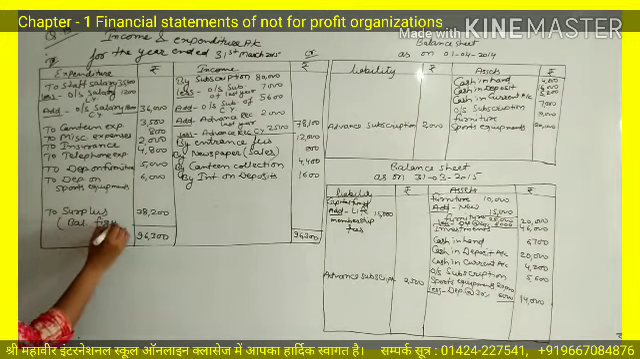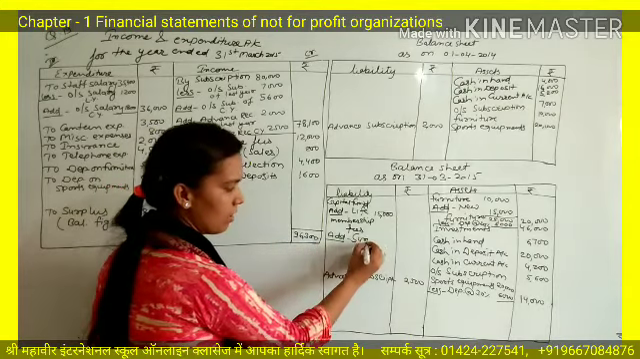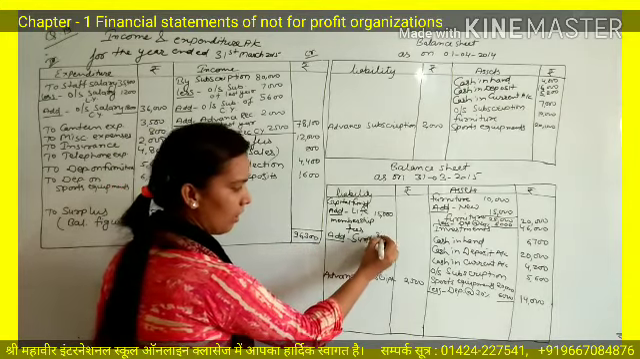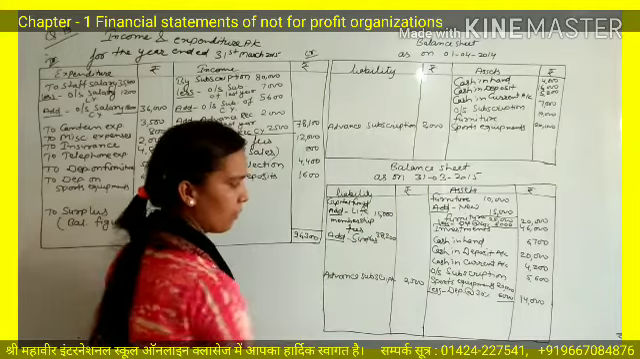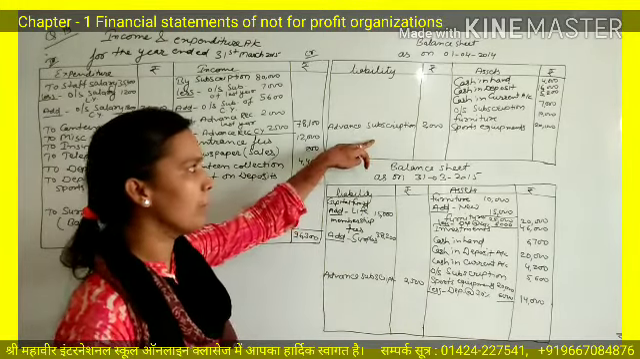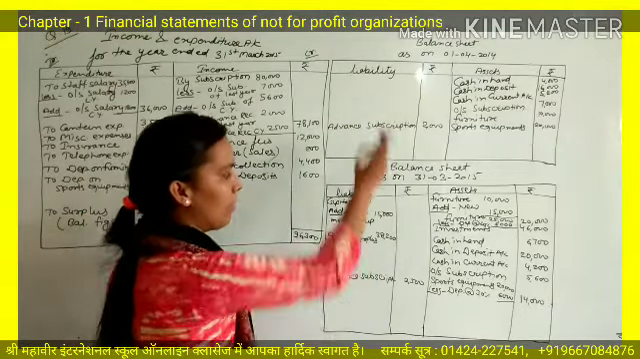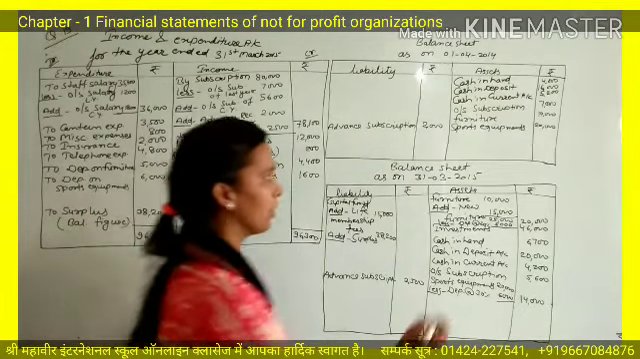This surplus amount will be added to the capital fund. So write here, add surplus 38,200. Now you have to total the opening balance sheet, because with the help of this balance sheet we will find the opening capital that will be transferred to the closing balance sheet.